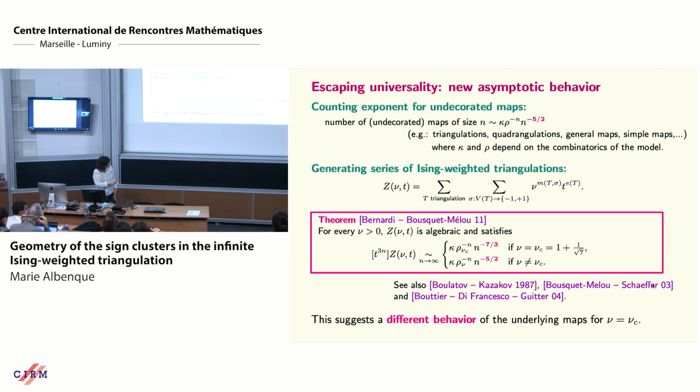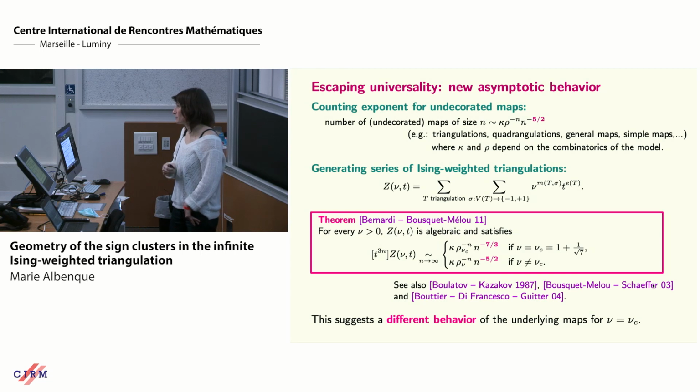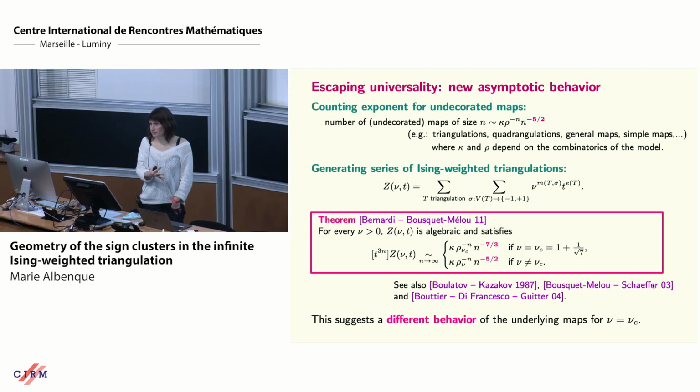For almost all values of nu, you see exactly the same universal behavior as for undecorated maps. You have the -5/2. But there is a special, critical value of nu, which is 1 + 1/7, where you see something different, where the exponent changes and you have -7/3. So there is some combinatorial evidence that something happens at nu_c.